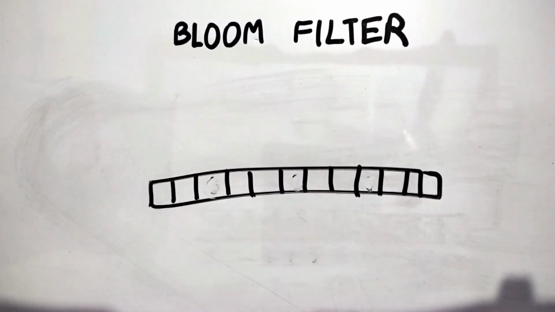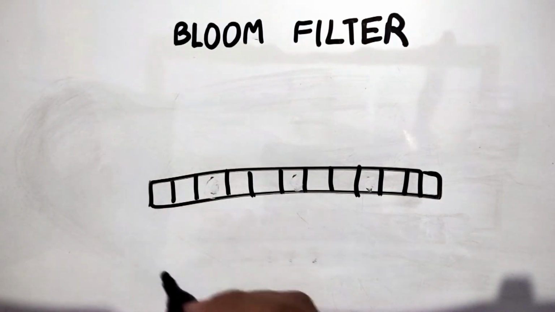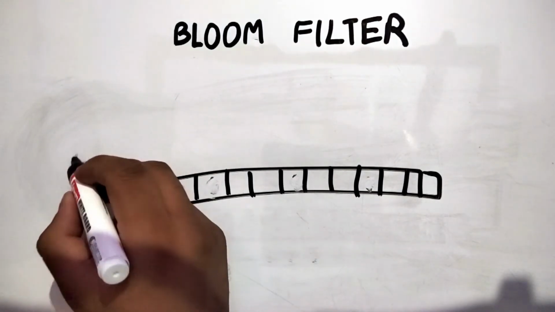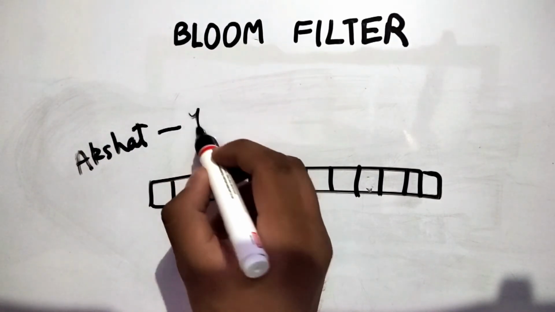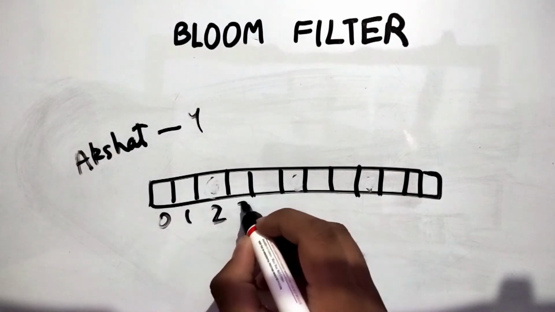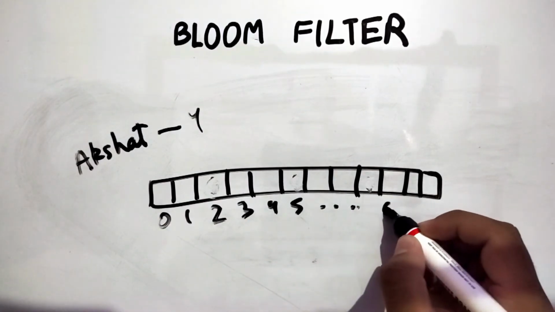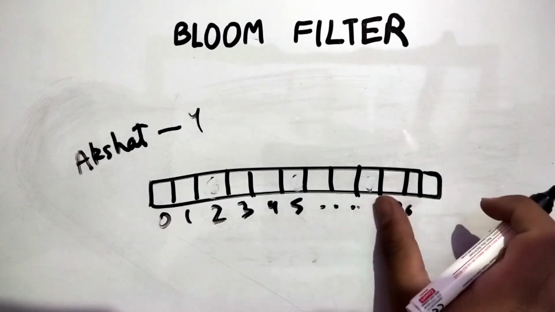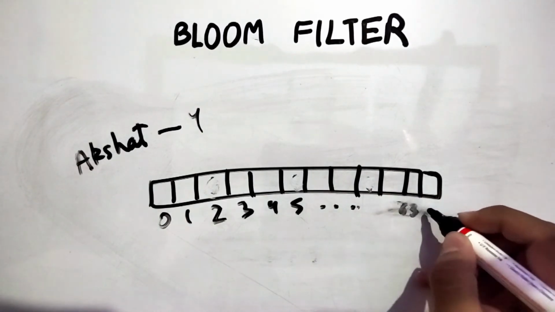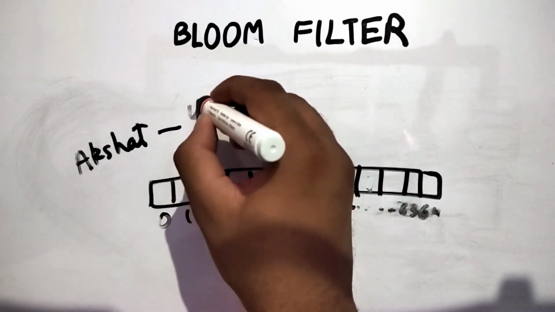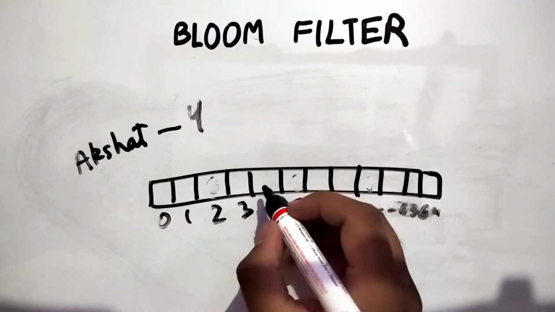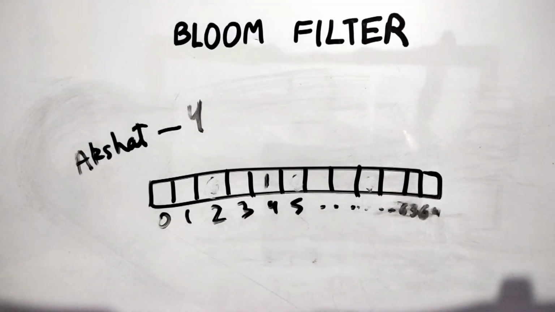Now let's say I have an empty Bloom filter, and I want to fill in the values. Whenever a new user is created, suppose a user named Akshat is created, which had the hash value when modded by 64 as 4. Let's say we have 63, 64 here. So when it has the mod value of 4, we go to the fourth index and put it as 1.